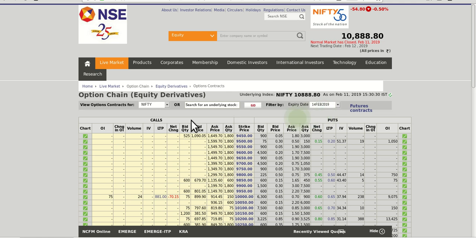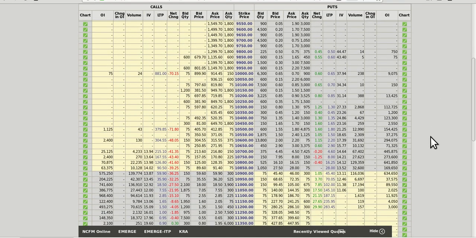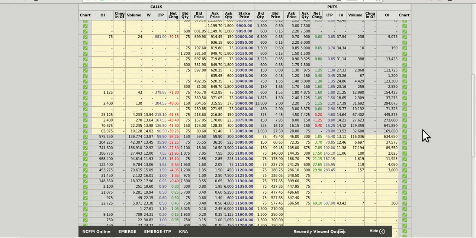So this is the NSE website. If you search NSE option chain on Google, you can find the option chain on the official site of NSE. If you click on home, live market, then option chain, then equity derivative, you can get here through this path also. So this is the Nifty weekly expiry.